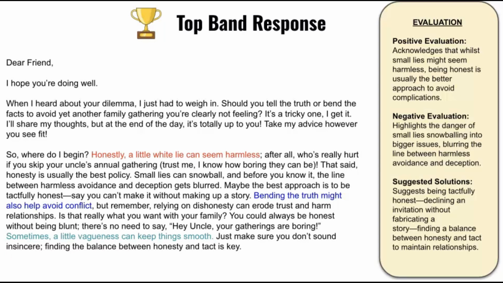You could always be honest without being blunt. There's no need to say, hey uncle, your gatherings are boring. Sometimes a little vagueness can keep things smooth. Just make sure you don't sound too insincere. Finding the right balance between honesty and tact is key.